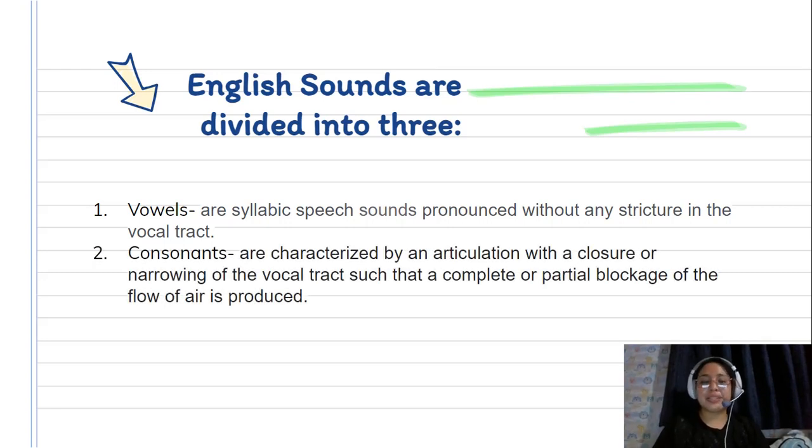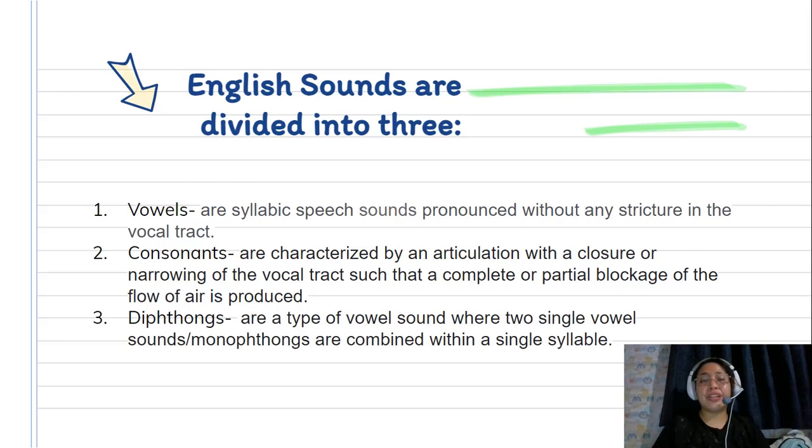Second are consonants. Consonants are characterized by an articulation with a closure or narrowing of the vocal tract such that a complete or partial blockage of the flow of air is produced. So, it's the opposite of the vowel sounds. When you produce consonants, there is a major obstruction in the vocal tract. So, you more likely obstruct the exhalation of air. For example, you have the sound of b. You have a complete stoppage first before you blow air, b, for you to produce the sound of letter B.